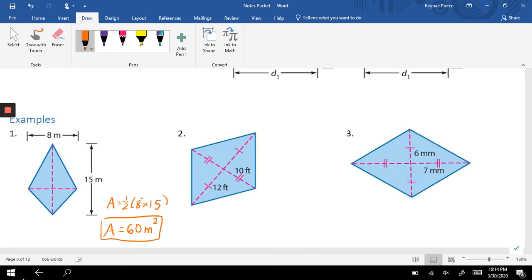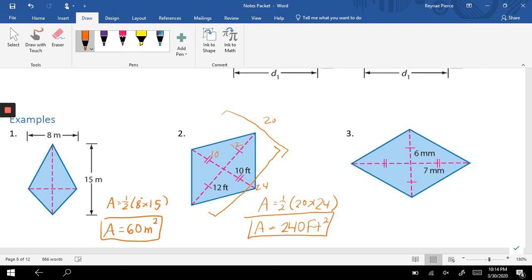Okay, here, this rhombus, don't forget a rhombus is a parallelogram, so its diagonals do bisect each other. So if this is 10, this over here is also 10. So that diagonal is 20 feet long. If this is 12, this is also 12. So this diagonal is 24. And so we're going to take 1/2 times 20 times 24 for an area of 240 feet squared.